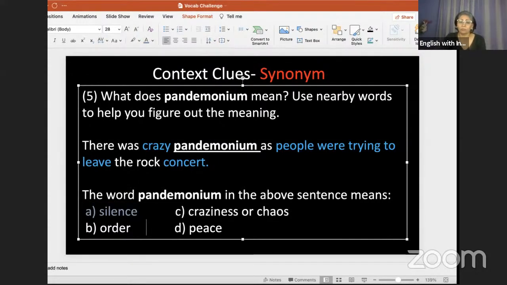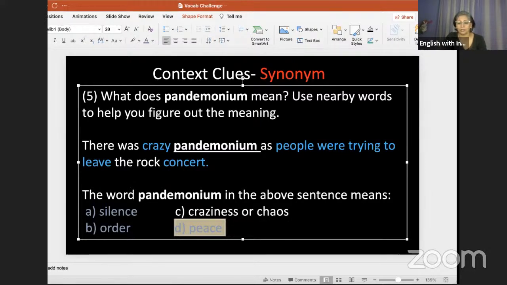Now order. Are people walking in order? Is everyone going in line and quietly? No, they are trying to leave. So they might be pushing each other, right? So I don't think they are in order. Peace, no way. They were not. No, there was no peace. So what was there? Craziness or chaos.